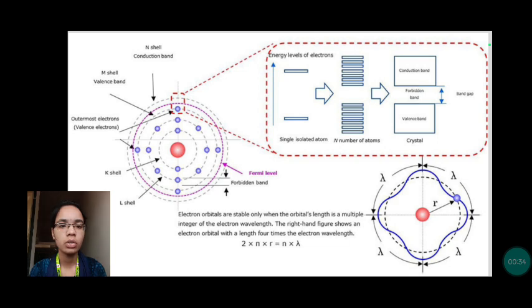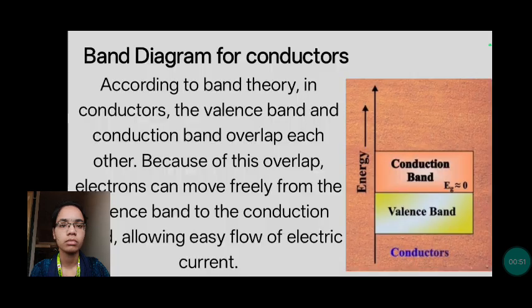Electron orbitals are stable only when the orbital length is an integer multiple of the electron wavelength. The right hand figure shows an electron orbital with a length 4 times the electron wavelength, 2πr equals nλ.